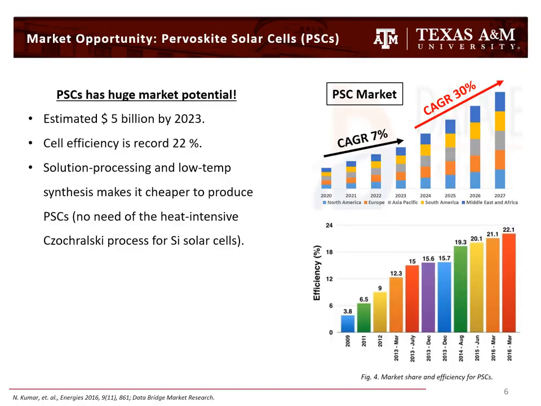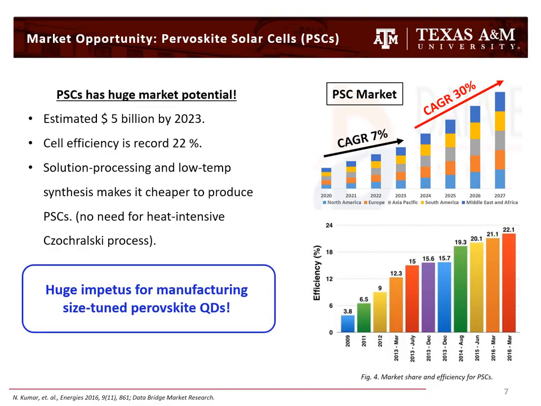On that note, the perovskite solar cell market is expected to increase by 30% annually in the coming years. Also, the solar cell efficiency has reached a record 22%. Given the nascent stage of this technology, it's a commendable fact. Furthermore, the quantum dots can be made using solution processing using continuous crystallizers at even low temperatures, which saves a lot of energy as compared to the heat intensive Czochralski process for silicon solar cells. And that's why there is a huge impetus for manufacturing of perovskite quantum dots and perovskite solar cells.